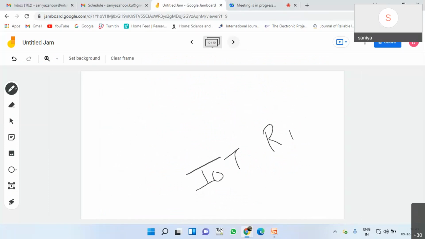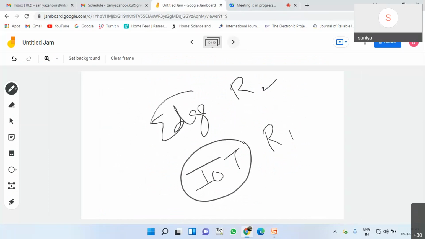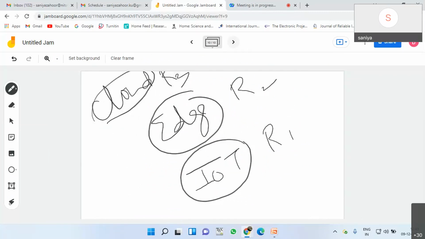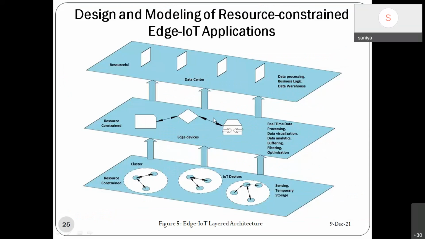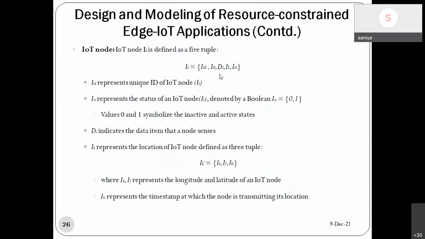So there are three layers here. Let R1 be the resources of the IoT device layer, R2 the resources of the edge, and R3 the resources of the cloud. Then the resources of IoT devices are always less than the resources of the edge, which are always less than the resources of the cloud. Cloud is resourceful. Because of these resource capabilities, we try to push the data from the IoT layer to the edge to the cloud. Before you start with any application, you need to have the design and modeling of these IoT applications.